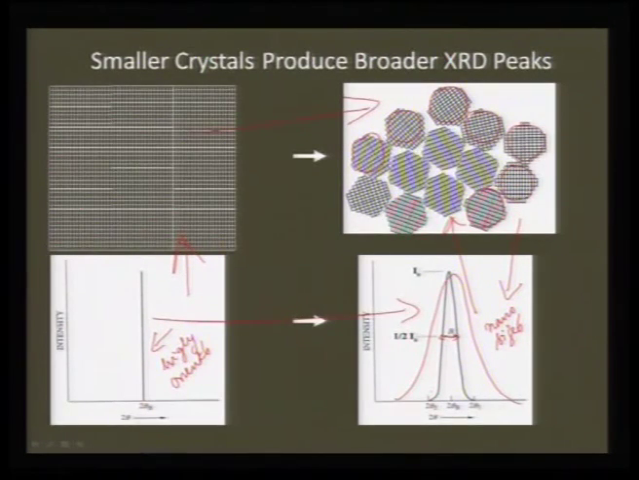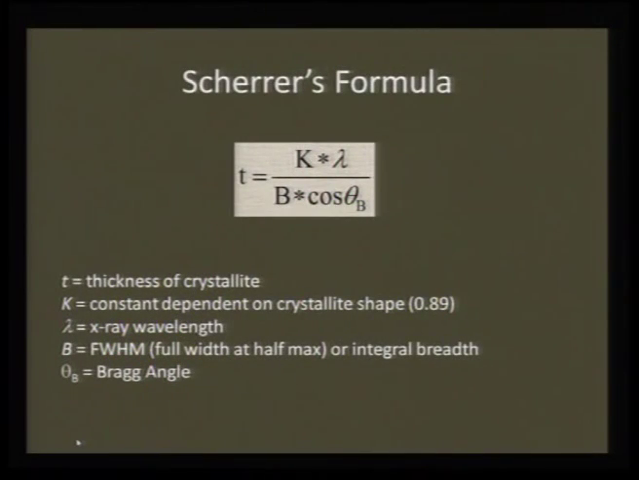But if the sample is truly amorphous or nano in size, then all the peaks that are appearing in the pattern will have the same broadening. Then you can be sure that this is truly coming from a nano sized powder. Okay. Now what information can we get?